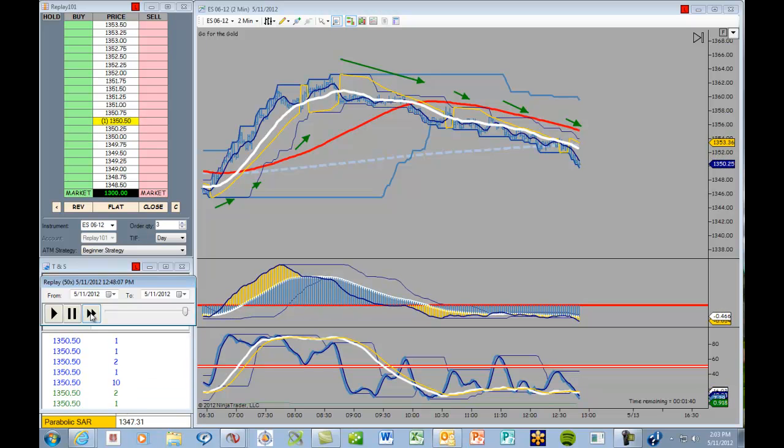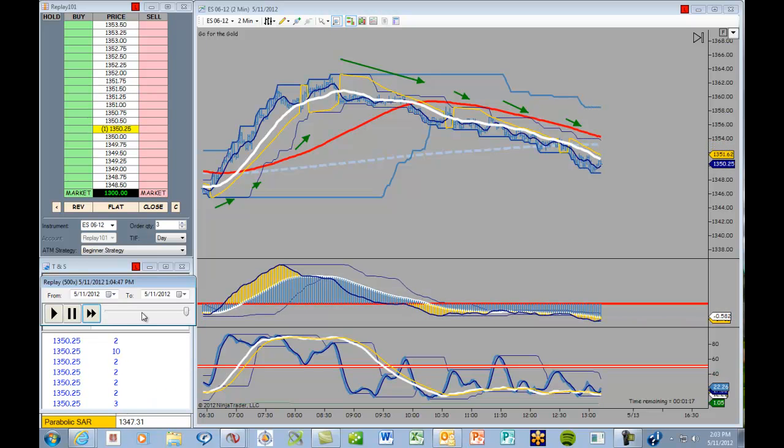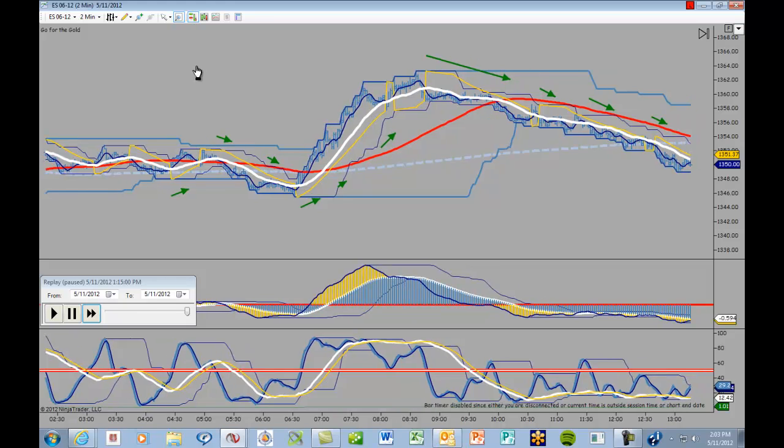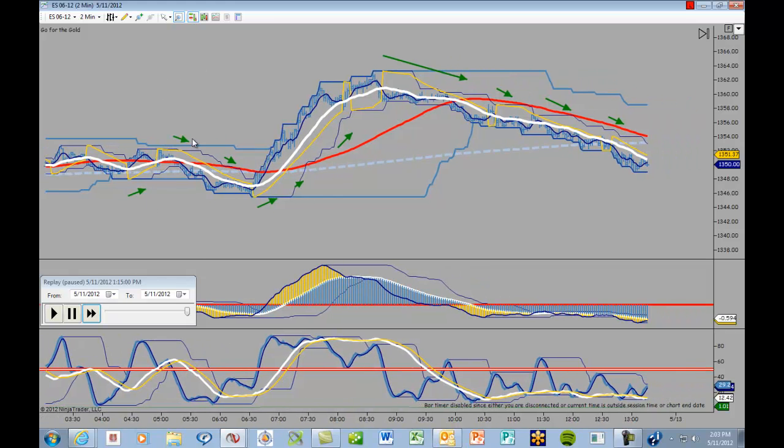Okay, and I do believe that was the last trade of the day, so let's just go run out the clock. And what we have here is $1,300. And how many trades? 1, 2, 3, 4, 5, 6, 7, 8, 9, 10.